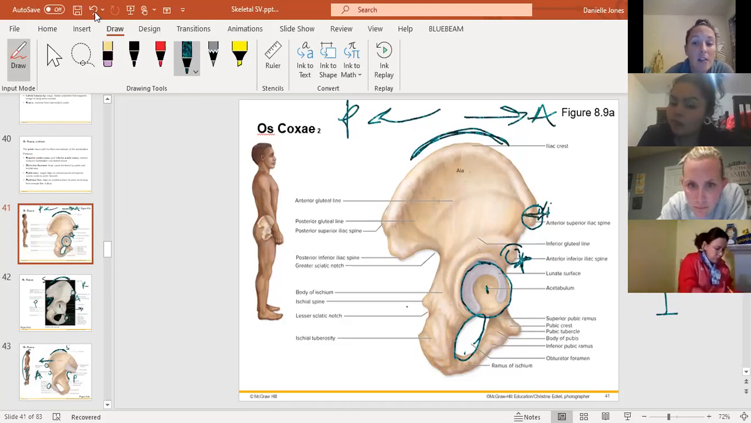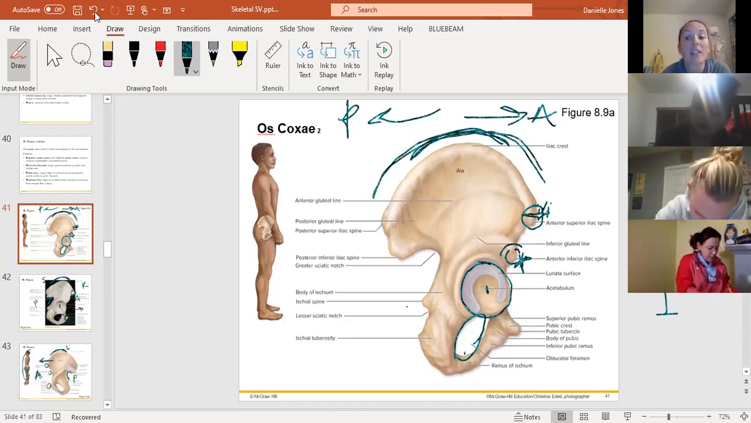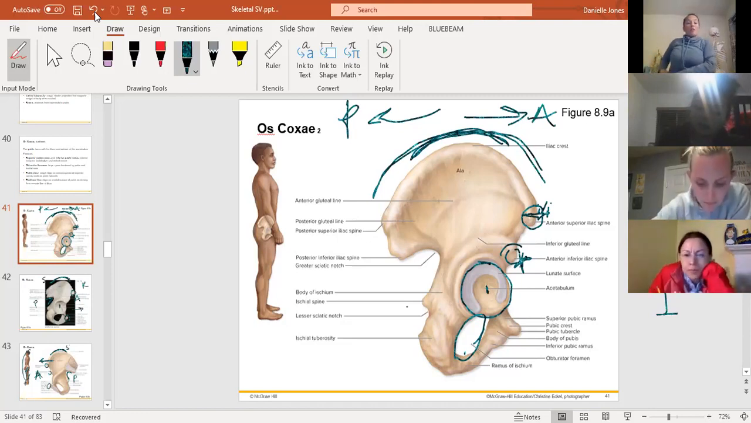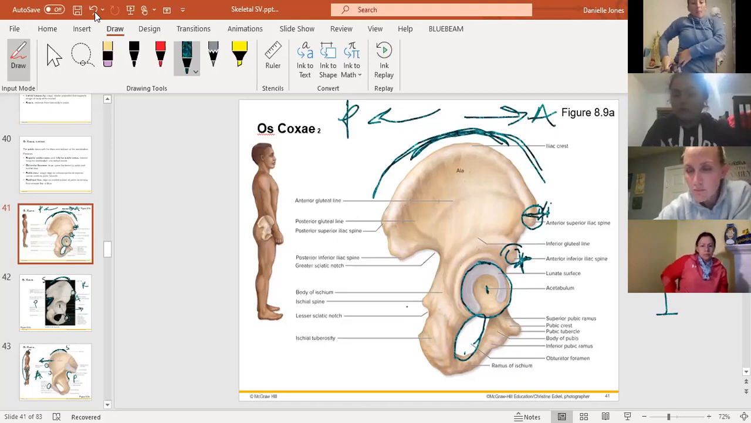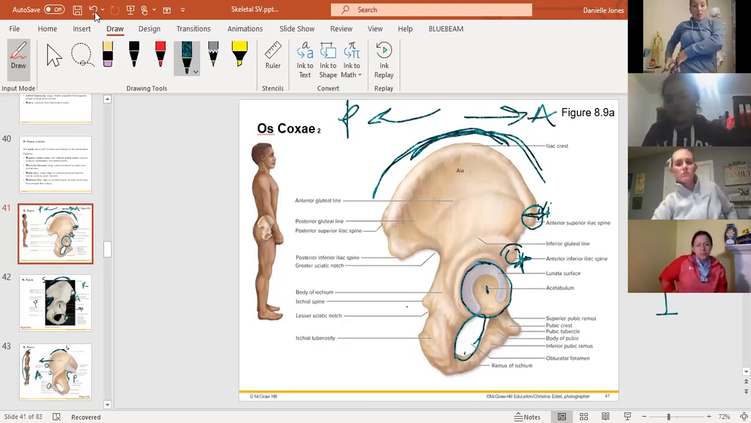Now, after that, we see this big old ridge right here. That big old ridge is the iliac crest. It is like a mountain ridge. It's the crest. You can actually feel it. You can palpate on your side and you can feel all the way from the front to the back. You can feel that iliac crest.